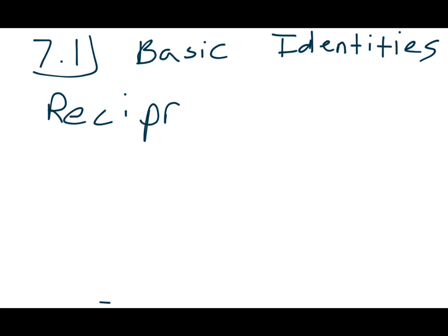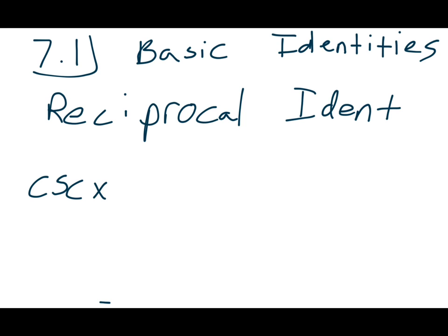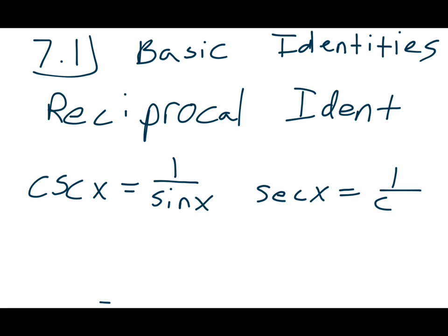The first one is the reciprocal identities. Basically, we have cosecant of x, excuse me, is 1 over sine x. Secant of x is 1 over cosine of x. And cotangent of x is 1 over tangent of x.